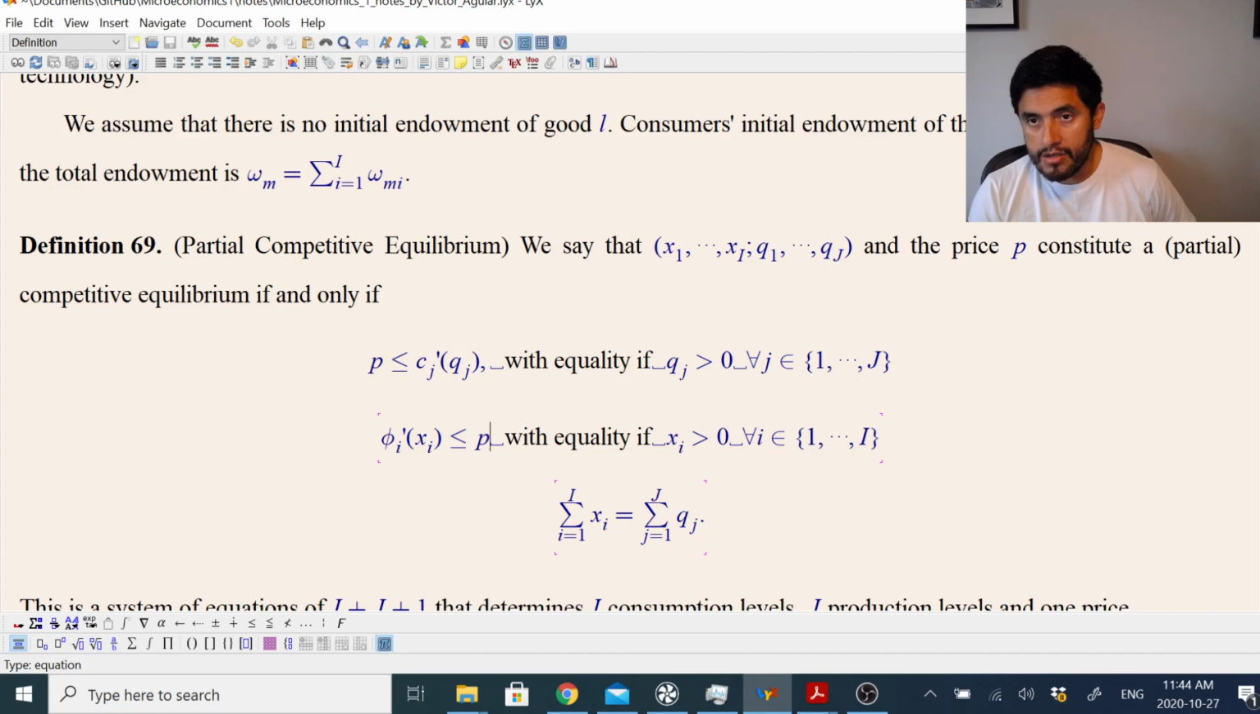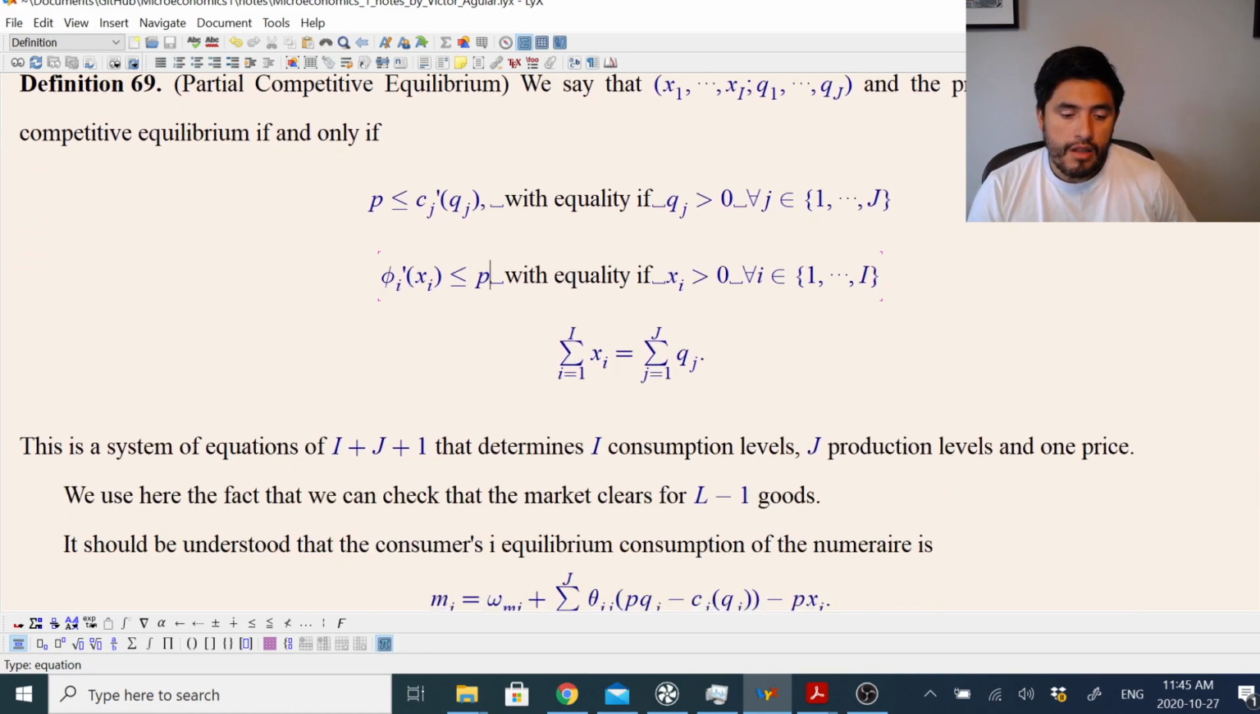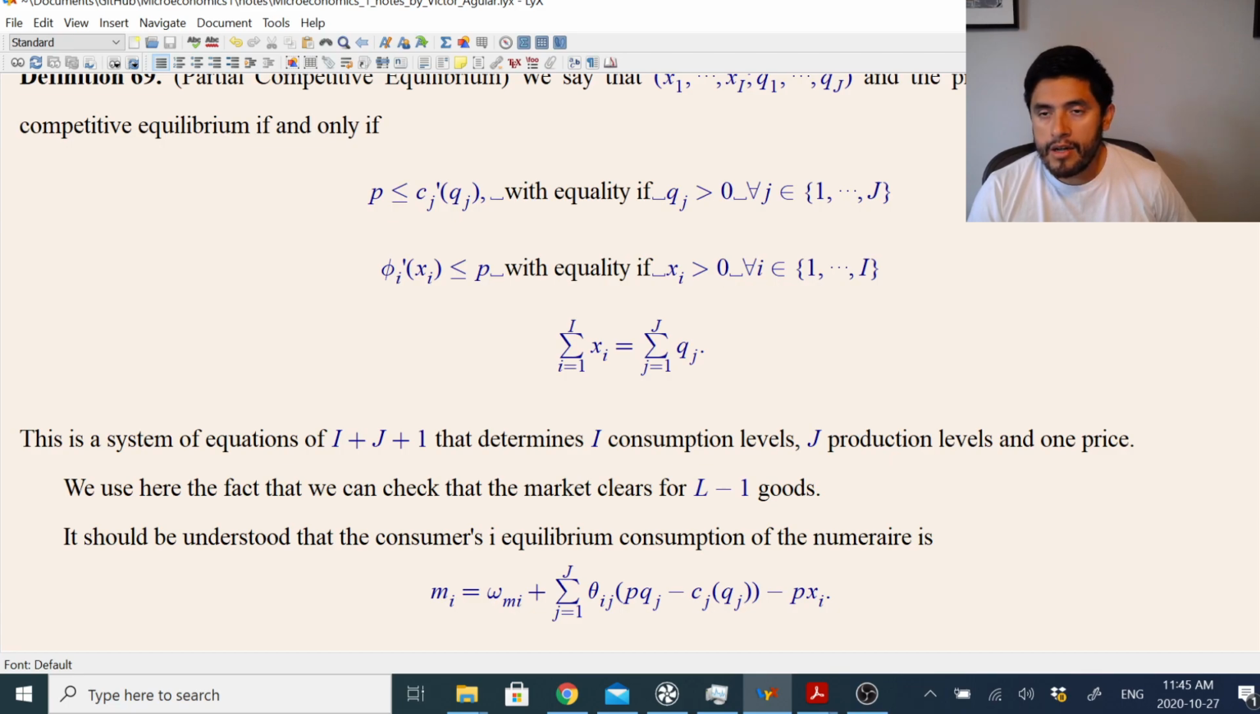And if you find such an intersection, which may actually not be unique, then you found yourself a price. And the price, given that you know it, you will be able to solve all the consumption vector and all the production vector. Now, let's learn a little bit more about this mathematical problem. So this problem that I just wrote is a system of equations of how many equations? Well, it's I, number of individuals, plus J, number of firms, plus 1, market clearing. So you need I equations to determine the consumption levels, J equations to determine the production levels, and 1 price.